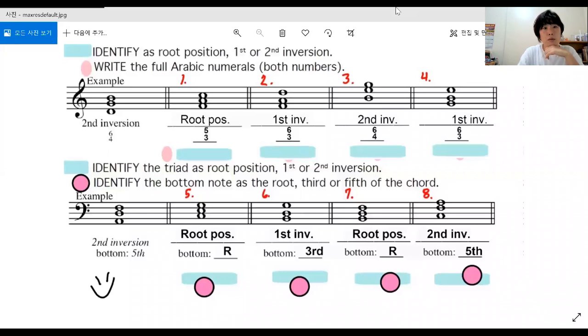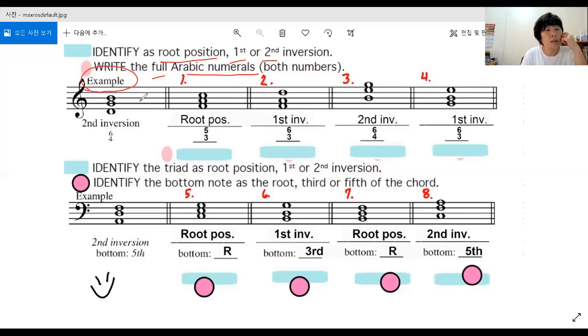All right, let's look at these interesting questions here. The question is: identify as root position, first or second inversion, and then write the full Arabic numerals. It's like the Roman, both numbers. All right, don't freak out. You see the example, then you can do this.